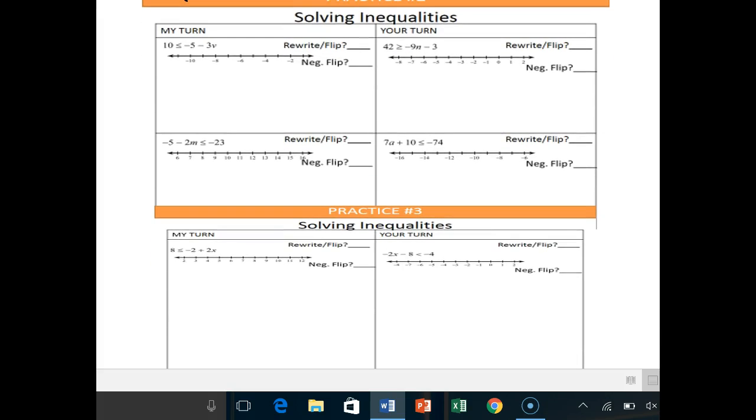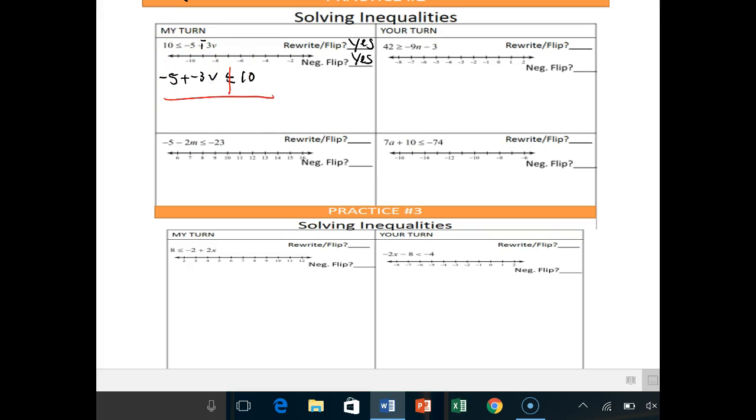All right, here we go. Do we have a rewrite flip? Yes, we do. And do we have a negative flip? Look very carefully. Yes, we do. So this is an example where it just gets locked in. The sign will stay exactly the same because I have to flip it once and then flip it right back. And I'm going to rewrite this stuff as negative 5 plus negative 3v less than or equal to 10. So notice how my sign stayed the same, but I did rewrite this stuff.